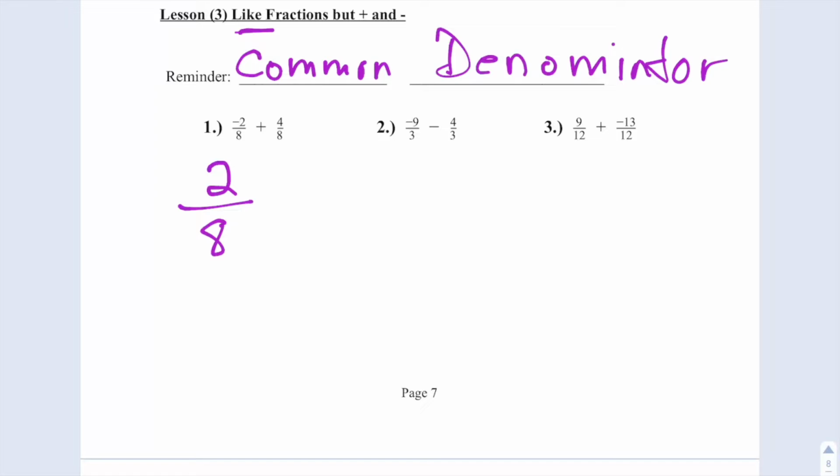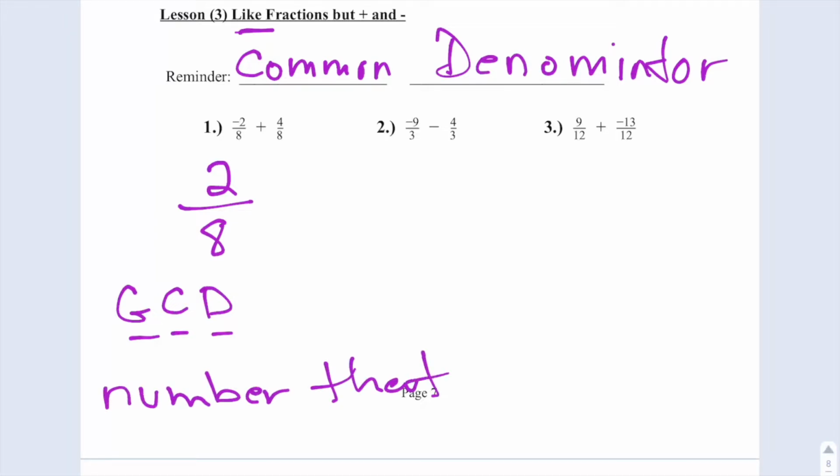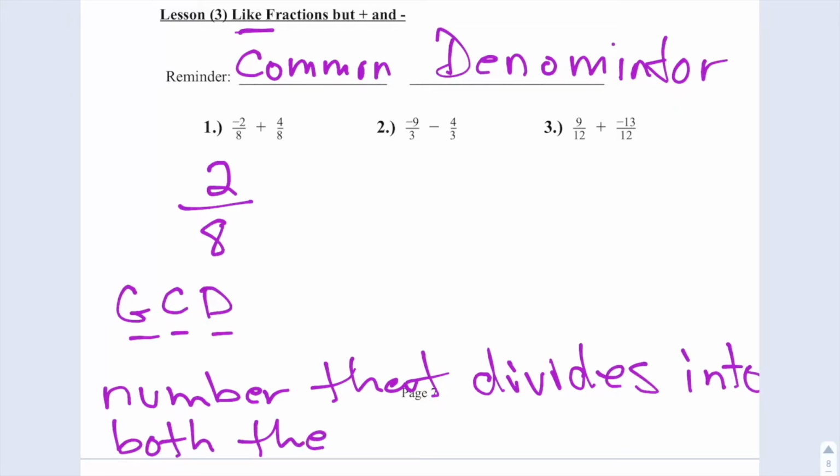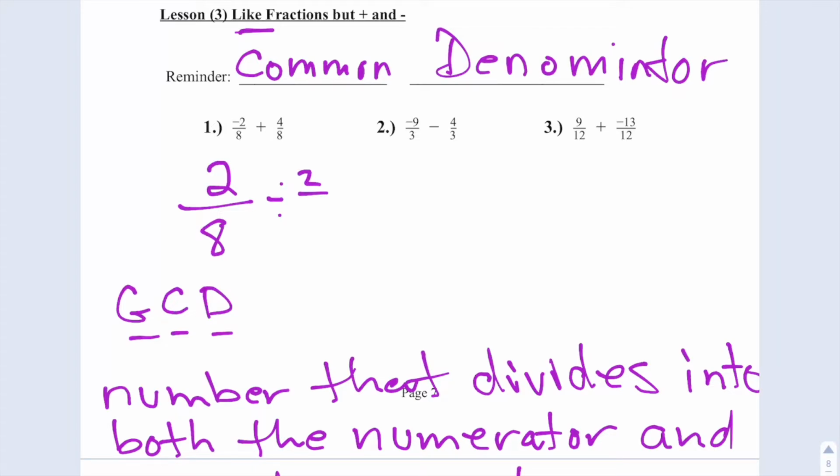Well, we have to find what's called a greatest common divisor, GCD. And that is just a number that divides into both the numerator and the denominator. So the only number that I can think of besides 1 that divides into 2 and 8 is 2. So to reduce this, we want to divide the top by 2 and the bottom by 2, which would give us our final solution. 2 divided by 2 is 1, and 8 divided by 2 is 4. So that would give us our final solution to number 1.